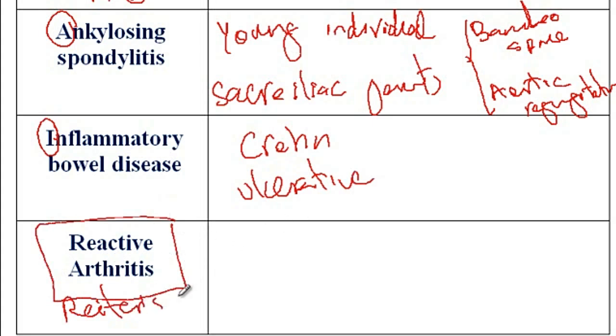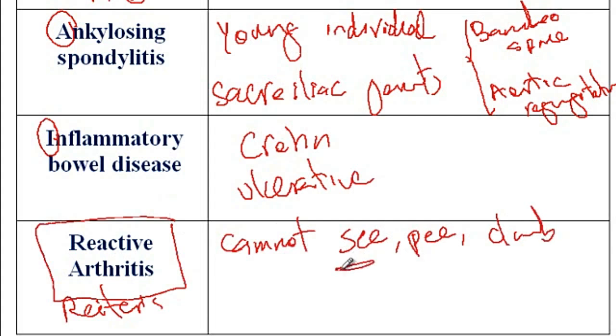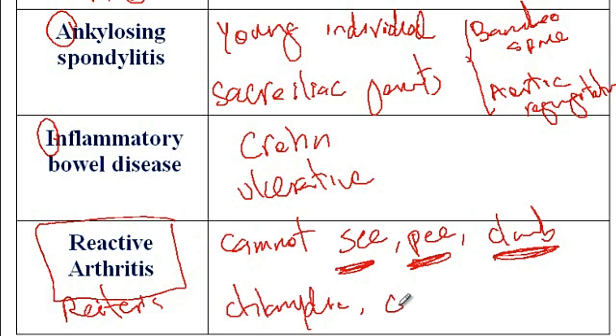And the mnemonic that you can use for clinical presentations is cannot see, cannot pee, and cannot climb a tree. So these patients present with conjunctivitis, urethritis, as well as arthritis. So cannot see, cannot pee, and cannot climb a tree. And usually factors that trigger reactive arthritis include the chlamydia infection or GI infections like Yersinia, Salmonella, Shigella, or Campylobacter. So any of these GI infections or chlamydia infection may trigger the reactive arthritis.